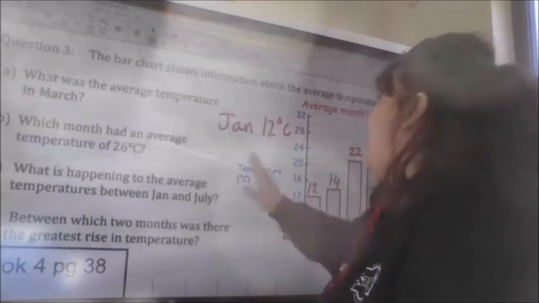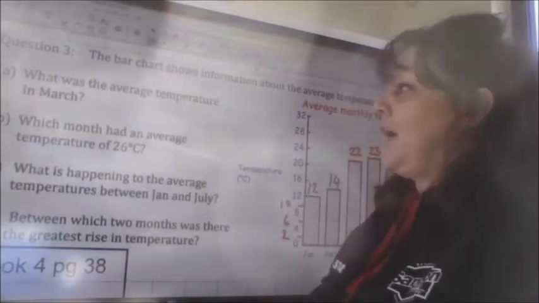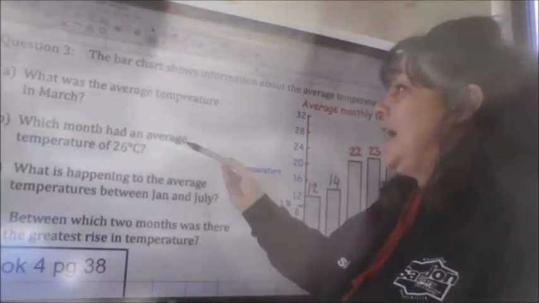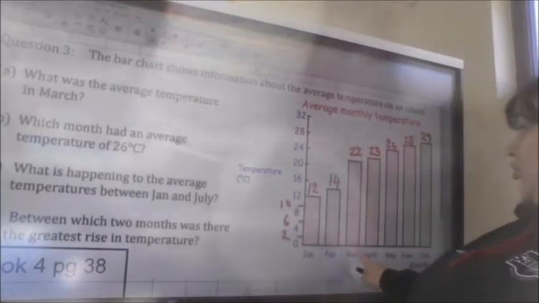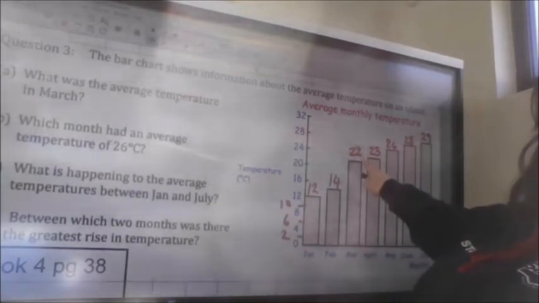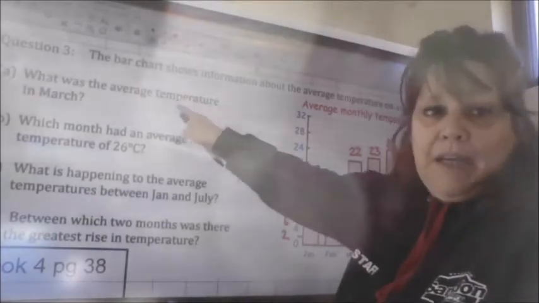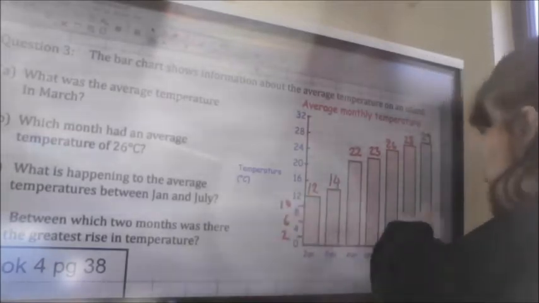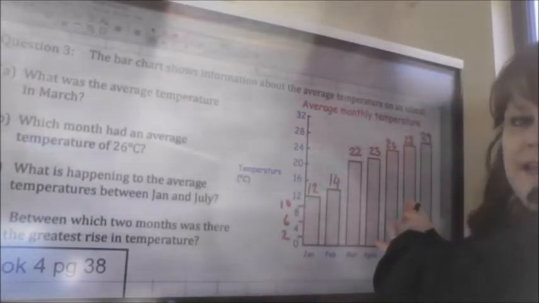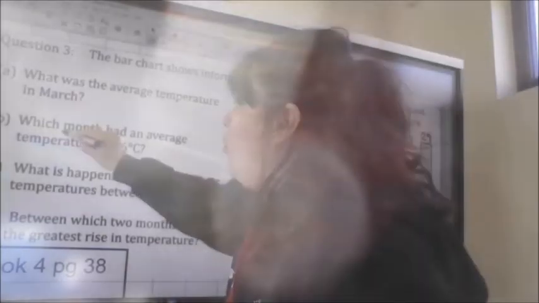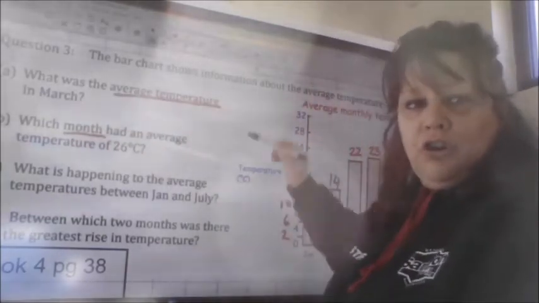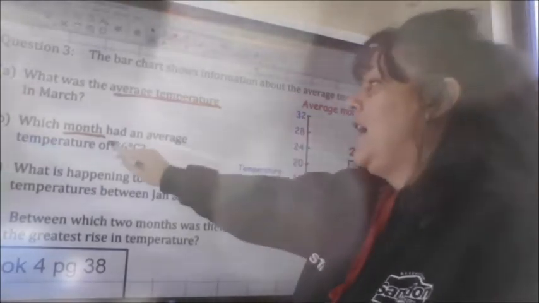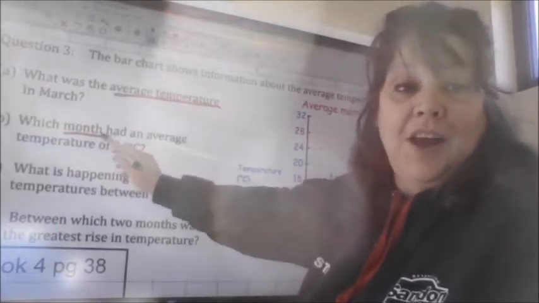Okay, so I'll wipe that out because you know what you were doing there, and we'll have a little look at the questions that you need to answer. So what was the average temperature in March? So I'm going to look at my March, and we've already worked out the answer. So you'll be able to write it there. Which month had an average temperature of 26? Exactly, you look at your graph, find 26. What month is it? So remember, which month? Average temperature. So you're writing the correct thing in. Here I'm looking for numbers. Here I'm looking for letters and a month.